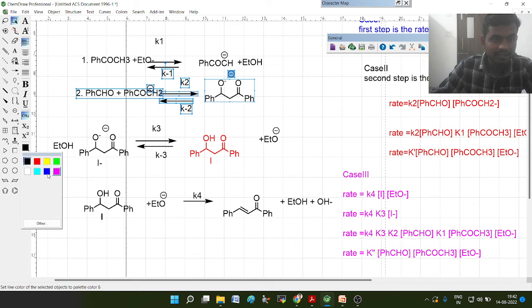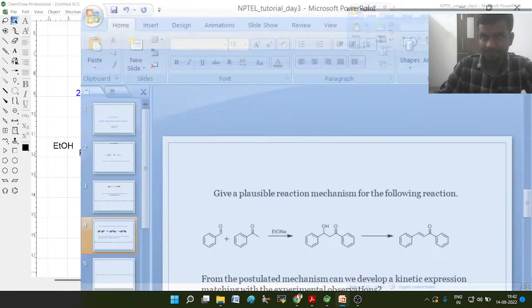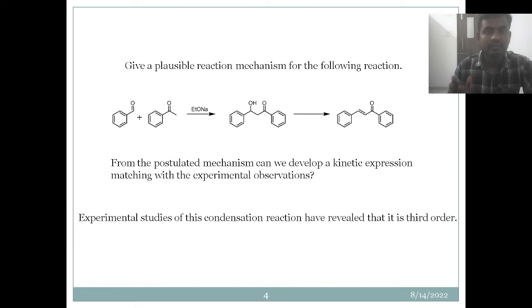I will just color it and then leave it. So overall, if we go to the slide and discuss the question again, first they asked what is the possible reaction mechanism. We showed there are 4 individual steps. From the postulated mechanism, can we develop a kinetic expression? Yes, we did, matching the experimental observation. We had 2 equations which are similar. Then we got another dilemma, which is the rate determining step.